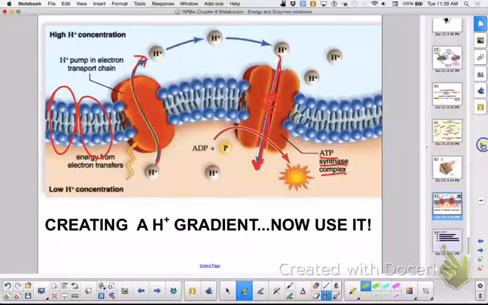Go ahead. So the ADP is already there. Yeah, always there. Okay, so now, did I do number 4? Carrier proteins allow hydrogen ions to flow down their concentration gradient, and this energy is used to synthesize ATP.